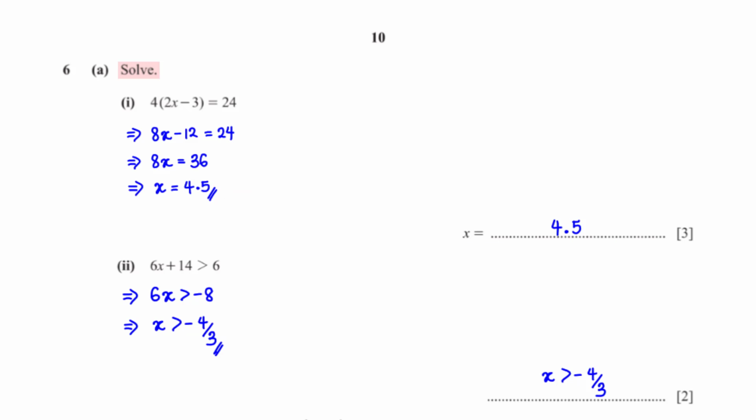Solve 6x plus 14 is greater than 6. When we subtract 14 from both sides, this is what we have. When we divide both sides by 6, we get x is greater than negative 4 over 3.